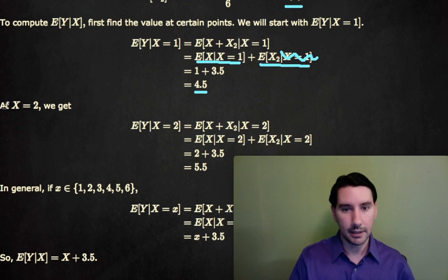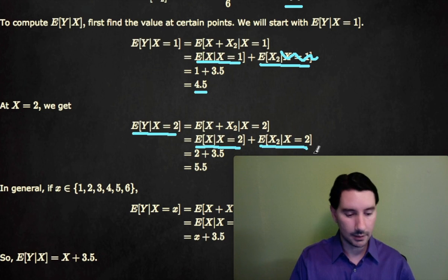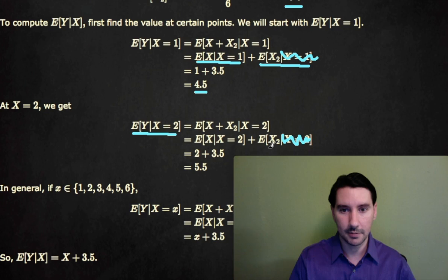If we condition on X equals 2, we're looking at the expected value of Y given X equals 2, which is the expected value of X plus X2 given X equals 2. Again, by linearity, this is the expected value of X given X equals 2 plus the expected value of X2 given X equals 2. And the expected value of X conditioned on X is 2 has to be 2. And the expected value of X2 given that X equals 2, well, they're independent, so this doesn't matter. The expected value of X2 is always 3.5, so we get 5.5.